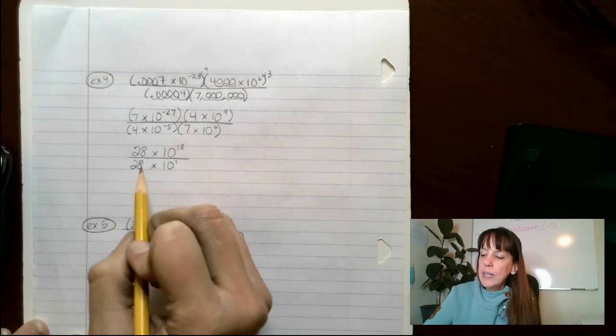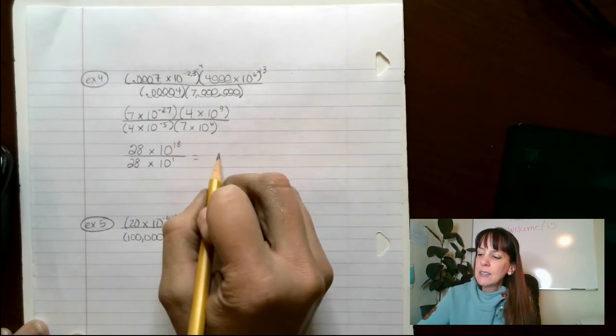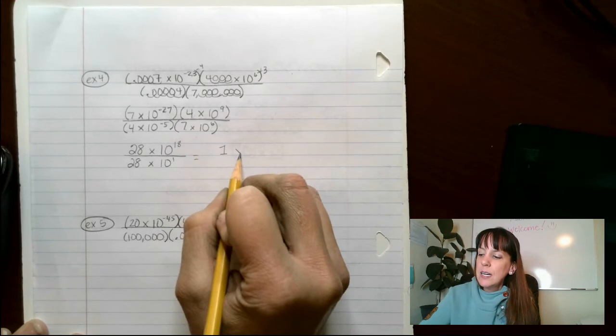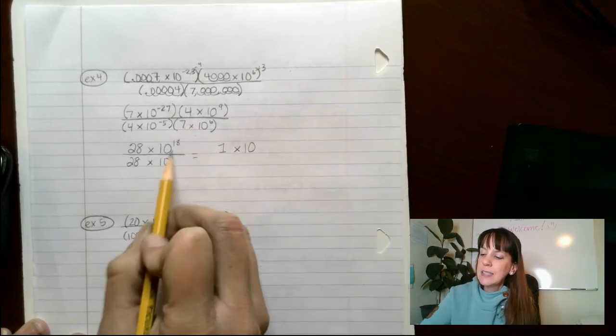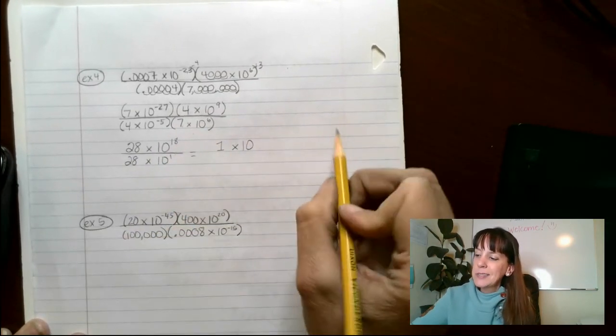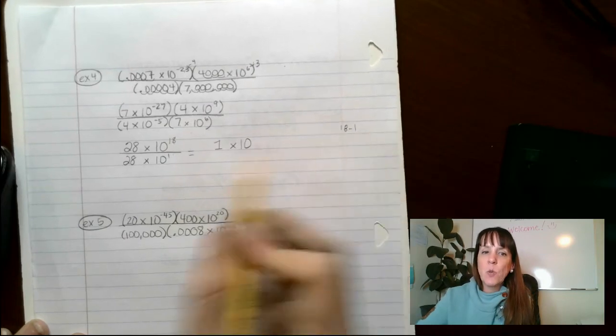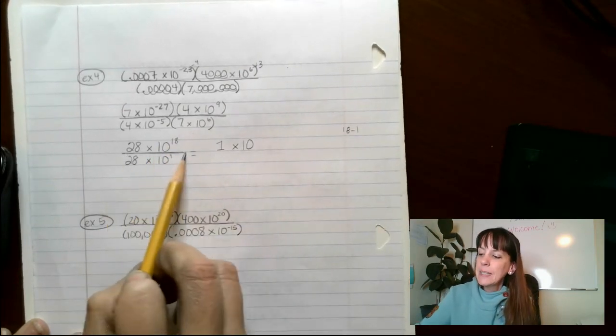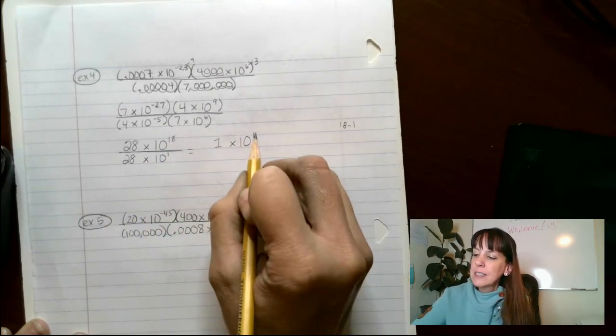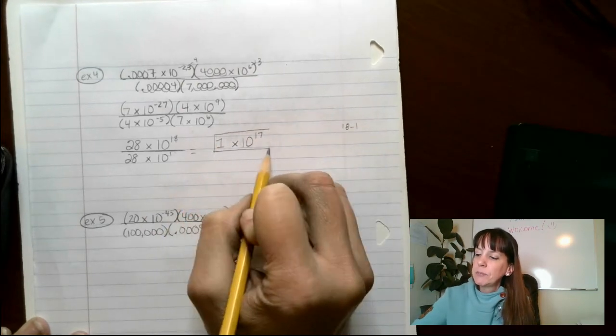Okay? Well, 28 divided by 28, that gives us 1 times 10 to the, and do side work on this, right? A little off to the side, it is 18 minus 1. 18 minus positive 1, that gives us 17. So this is your answer. Okay?